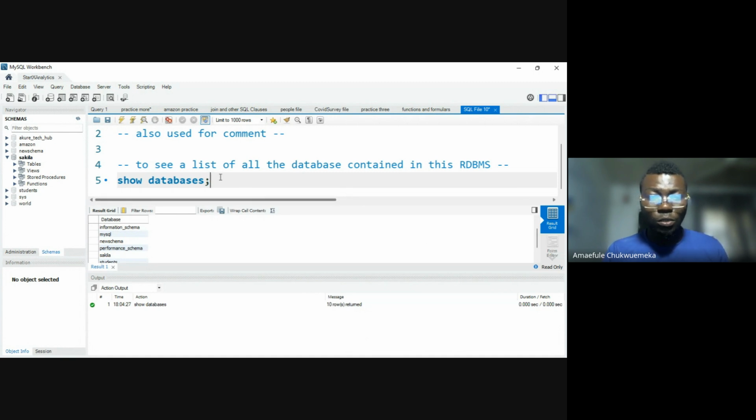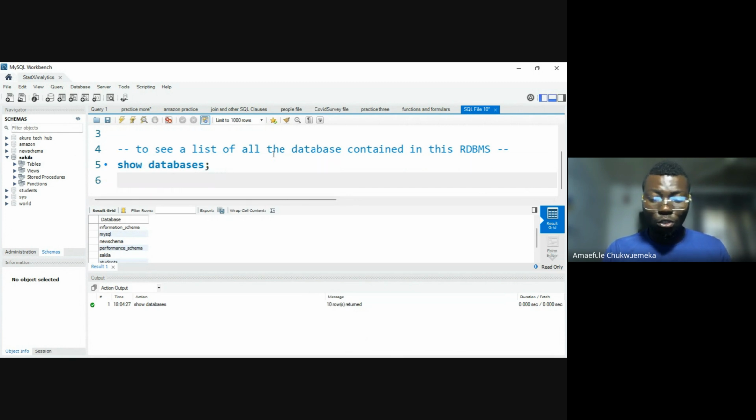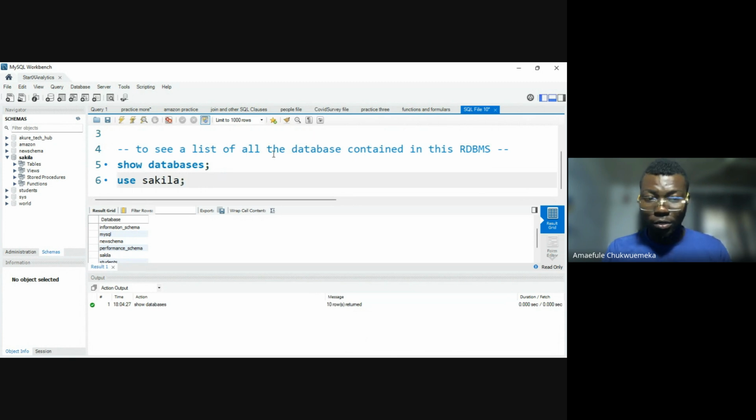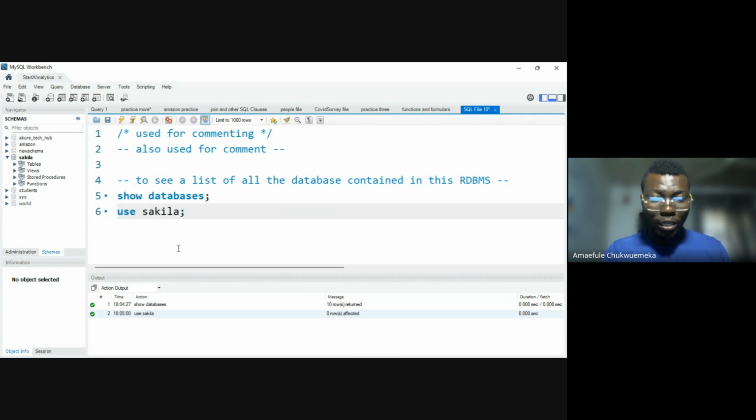What if I want to see all the tables? So let's choose the Sakila database. I'm just going to do use Sakila, with a semicolon, and then run it. Yeah, so use Sakila. Look at my output.